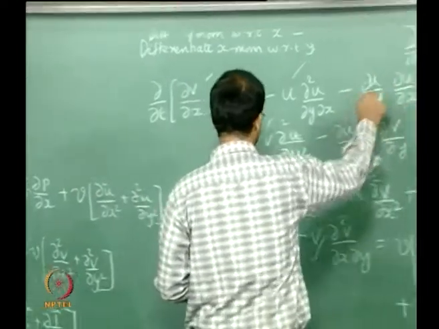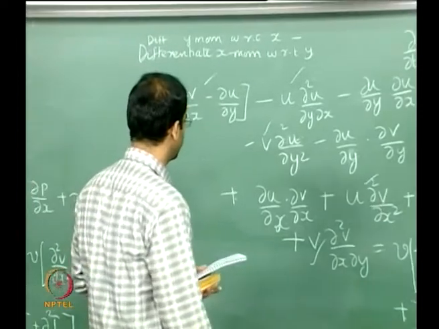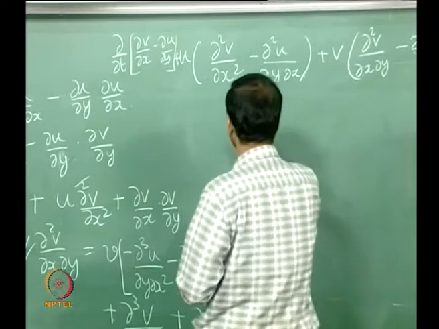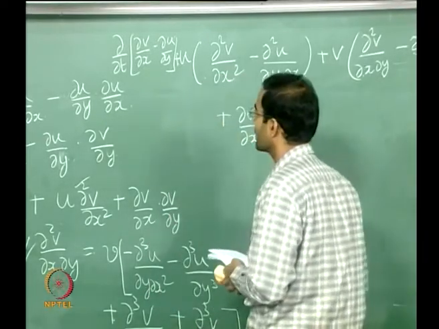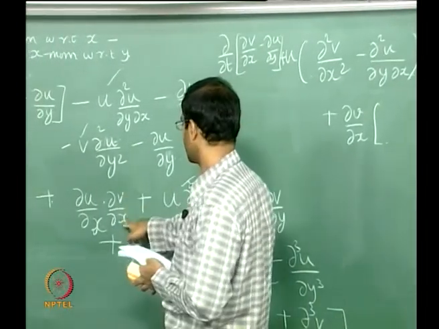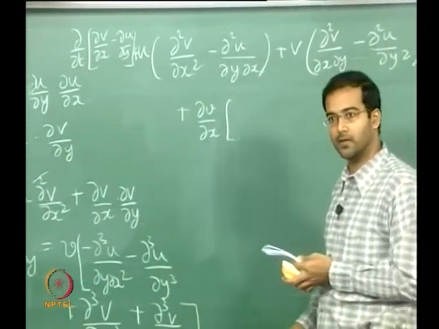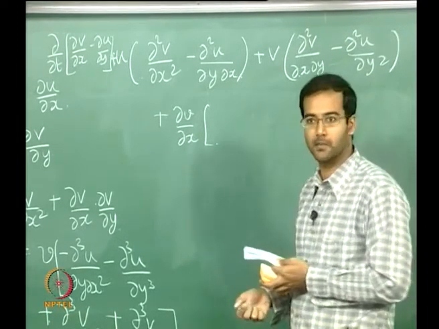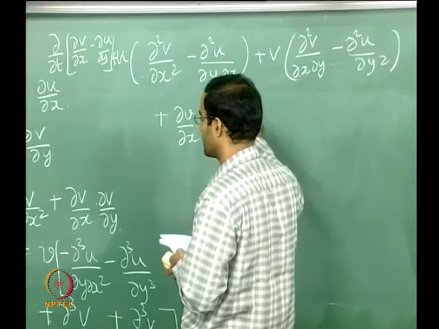Now we have 1, 2, 3, 4 terms which are still on the left hand side that have to be grouped together. So what I am going to do is take dv by dx common. Okay, so if I take dv by dx, so that means this common, so du by dx plus dv by dy, which is nothing but two dimensional continuity, which is automatically satisfied. Okay, this is a nice trick to eliminate all the unnecessary terms.